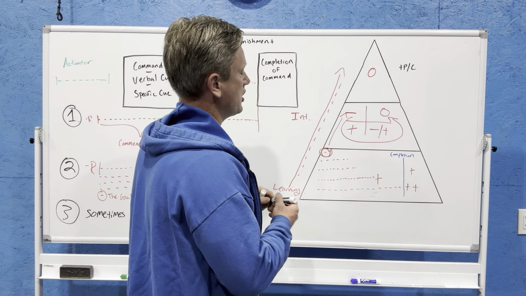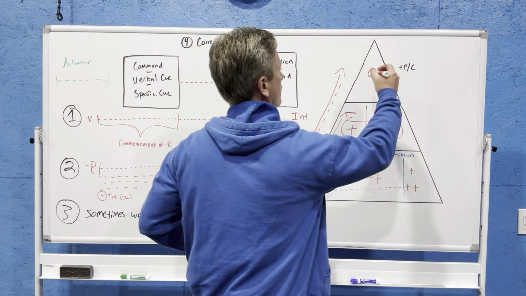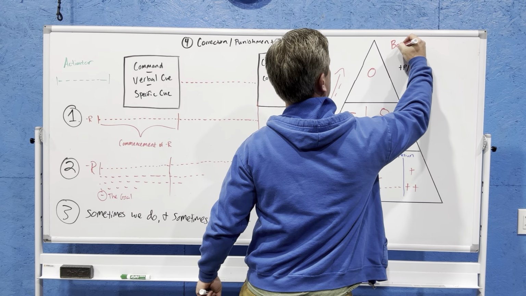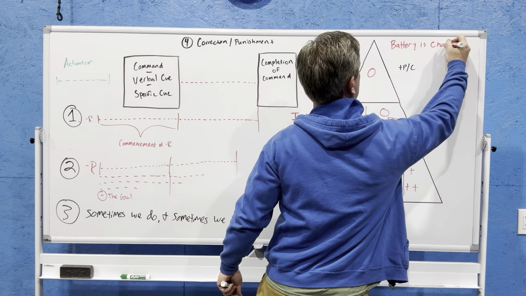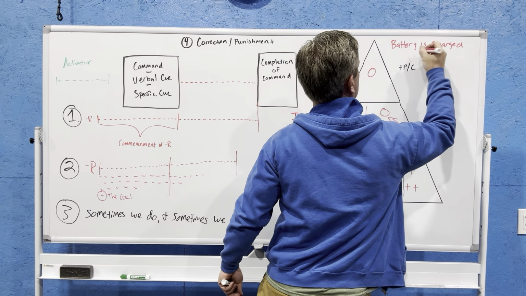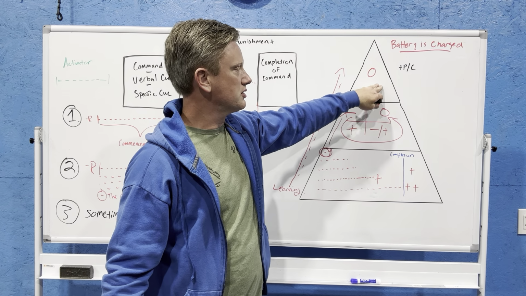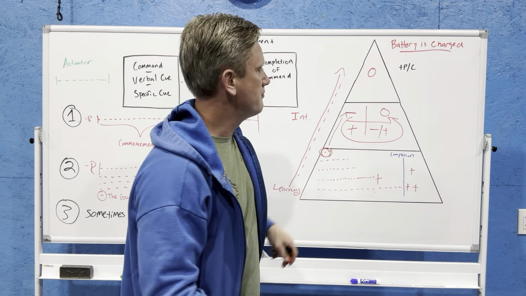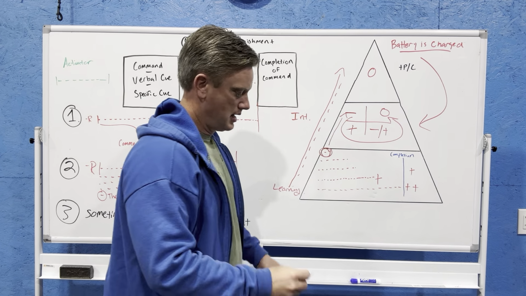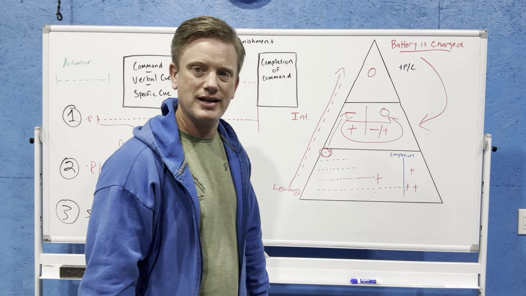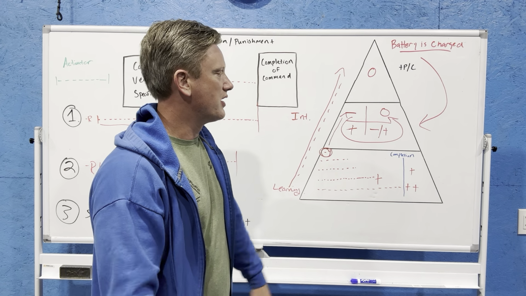Up here, I like to call this the top of the pyramid, where I say and the dog does. I like to call this the battery is charged section of the pyramid. Sometimes I say and the dog always does, right? But every now and then, like any battery, you need to drop down and reinforce. Drop down, I say, the dog does, and I click and reward. You're recharging the battery.